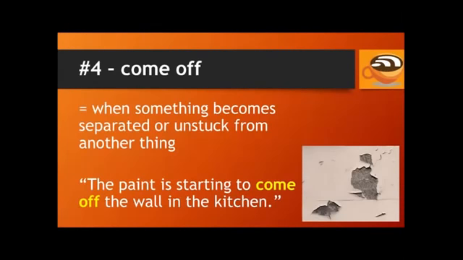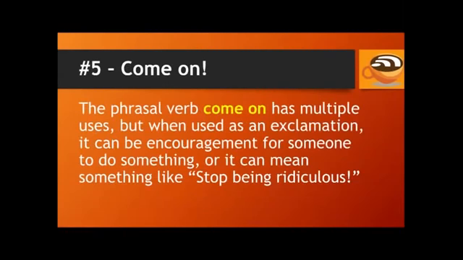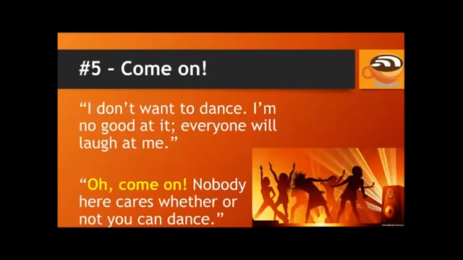When something becomes separated or unstuck from another thing. For example, the paint is starting to come off the wall in the kitchen. Number 5. Come on. The phrasal verb come on has multiple uses, but when used as an exclamation, it can be encouragement for someone to do something, or it can mean something like stop being ridiculous. For example, I don't want to dance. I'm no good at it. Everyone will laugh at me. Oh, come on. Nobody here cares whether or not you can dance.